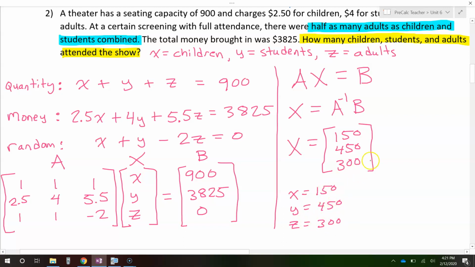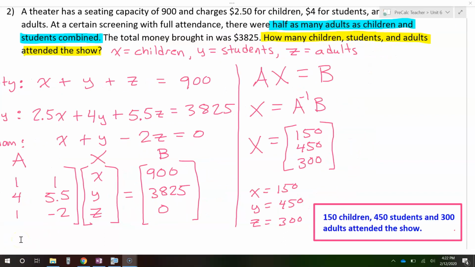But because this is a word problem, we can't just leave our answers like this. We have to put our final answer into a sentence. So your final answer should be something like this: 150 children, 450 students, and 300 adults attended the show.